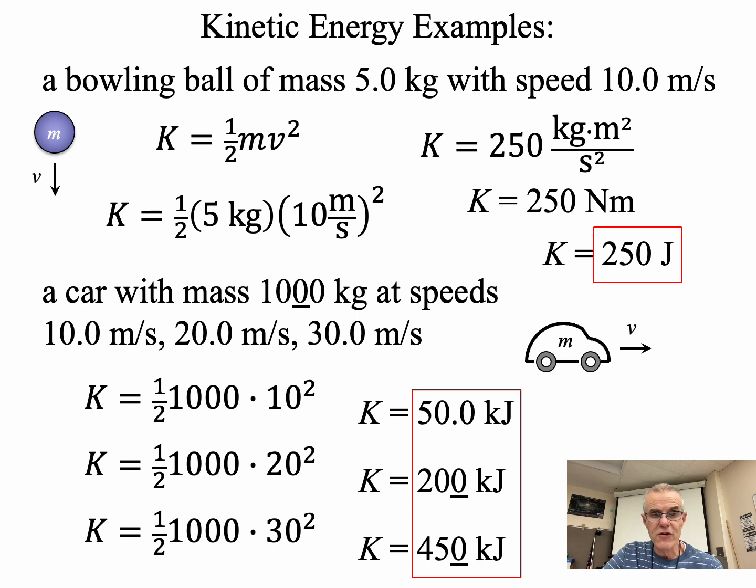As your speed increases, your kinetic energy goes up with the square of the speed. So if you double your speed, you have 4 times as much kinetic energy. If you triple your speed, you have 9 times as much kinetic energy. So it really starts to skyrocket on you as your speed climbs.